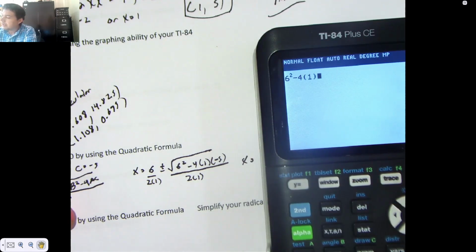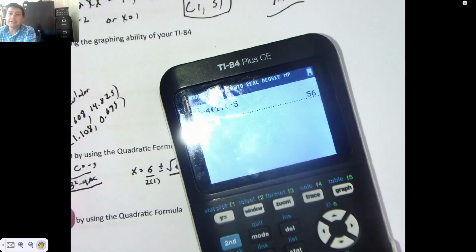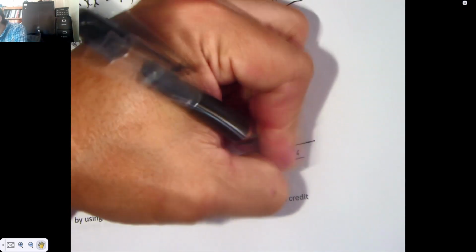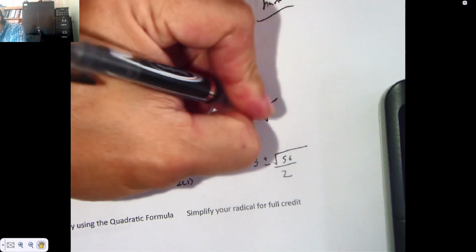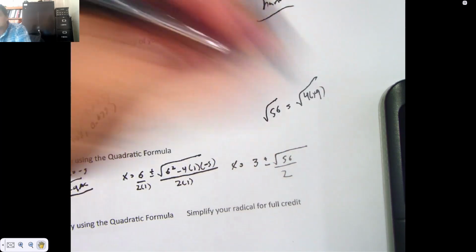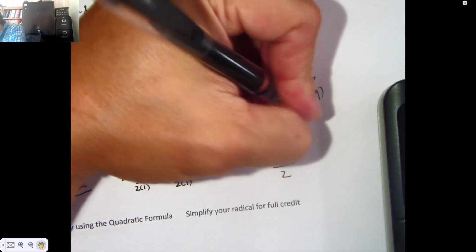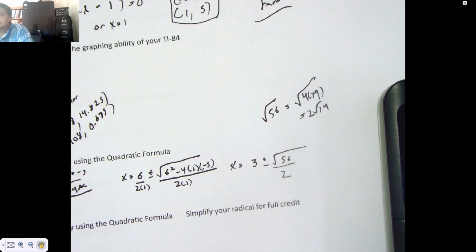You have not tried in a long time. You can also just press some buttons. And it's 56. Also over 2. Now, root 56 is divisible by 2. 56 is also divisible by 4. That's the one I want. I can think of root 56 as root 4 times 14, which becomes 2 root 14.